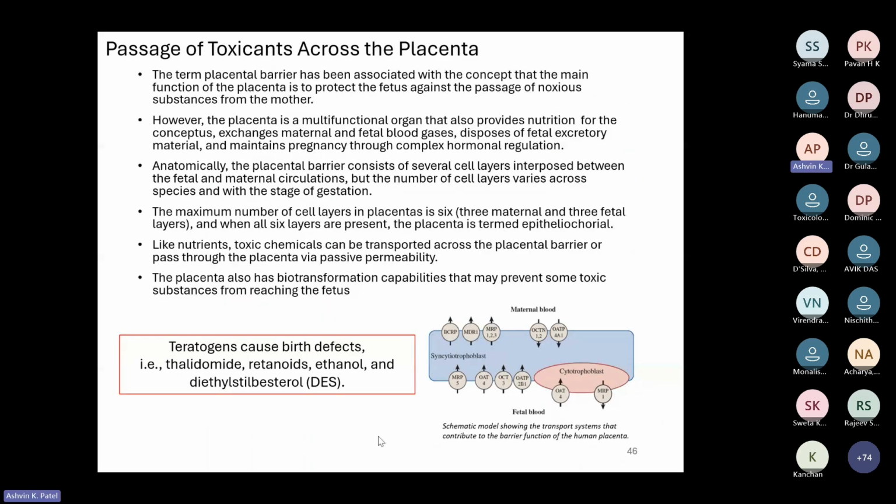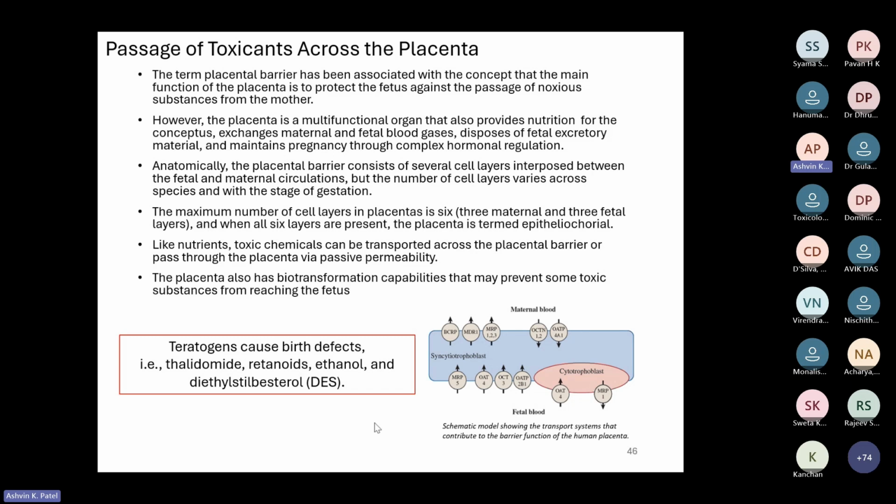Toxicants across the placenta. The placental barrier has been associated with the concept that the main function of the placenta is to protect the fetus and pass the nutrition from mother to fetus. However, the placenta is a multifunctional organ which provides nutrition, exchange of maternal and fetal blood gases, disposal of fetal excreted material, and maintains the pregnancy through complex hormone regulation.